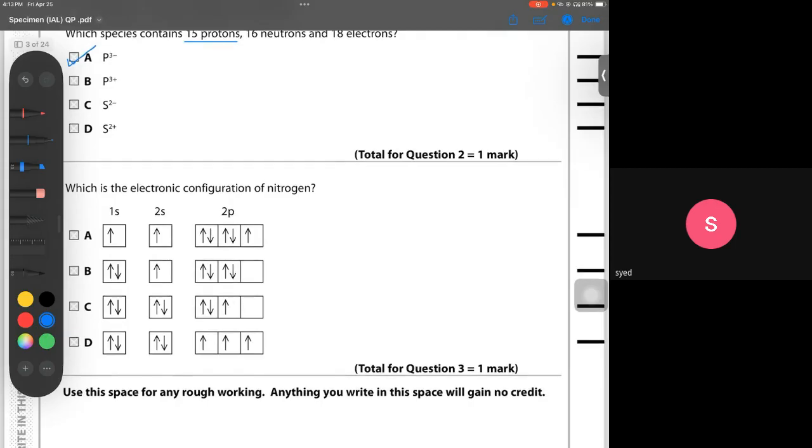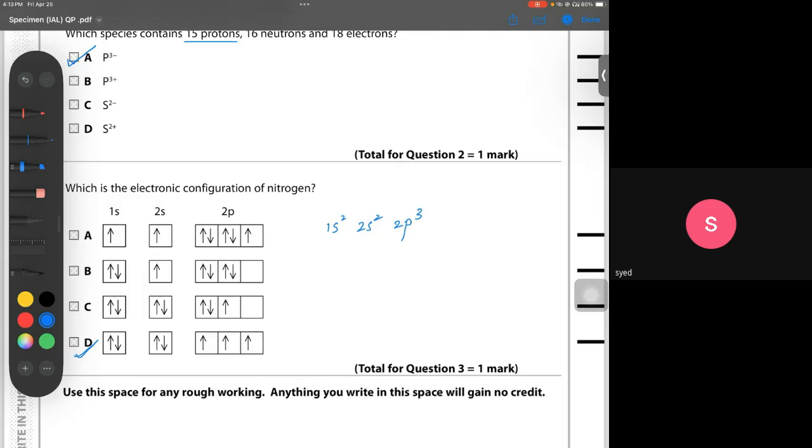Then, which is the electronic configuration of nitrogen? Nitrogen is 7. If you can see the periodic table, nitrogen is 7. 7 means that 1s2, then 2s2, then 2p3. So 1, 2, 3, 4, 5, 6. So the answer would be option D. D for doctor.